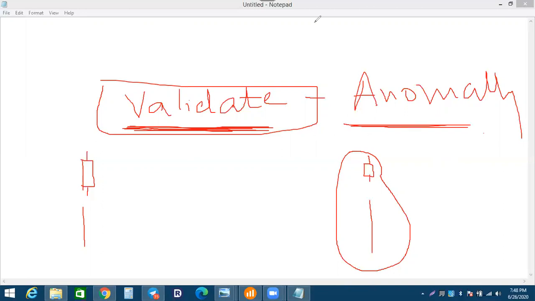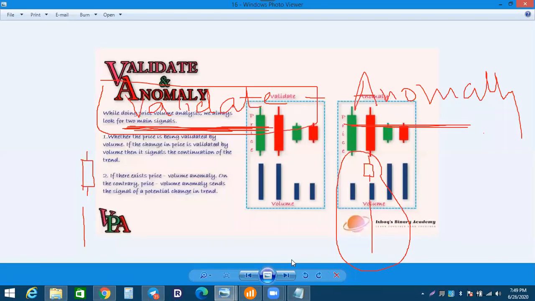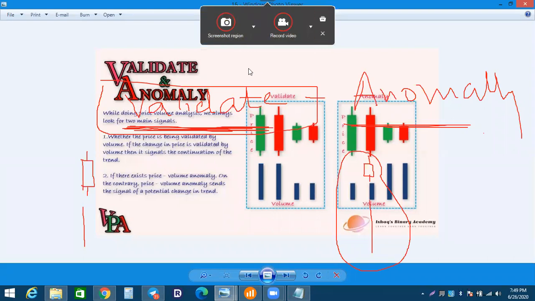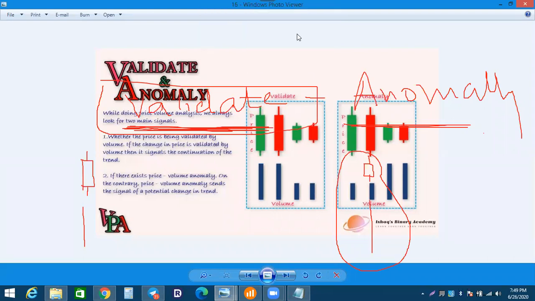In this slide I'm going to show you and make clear the anomaly and the validation. So these are the anomalies and validation. Look at the chart.